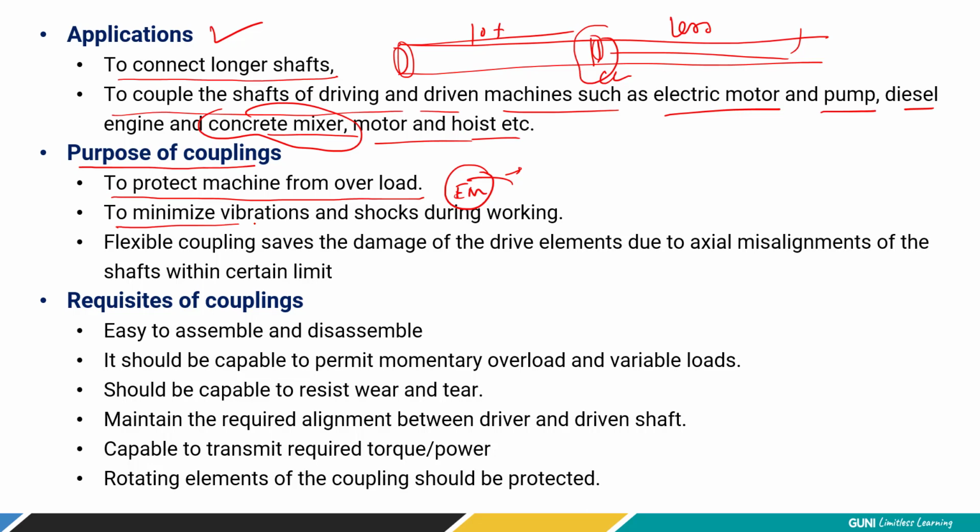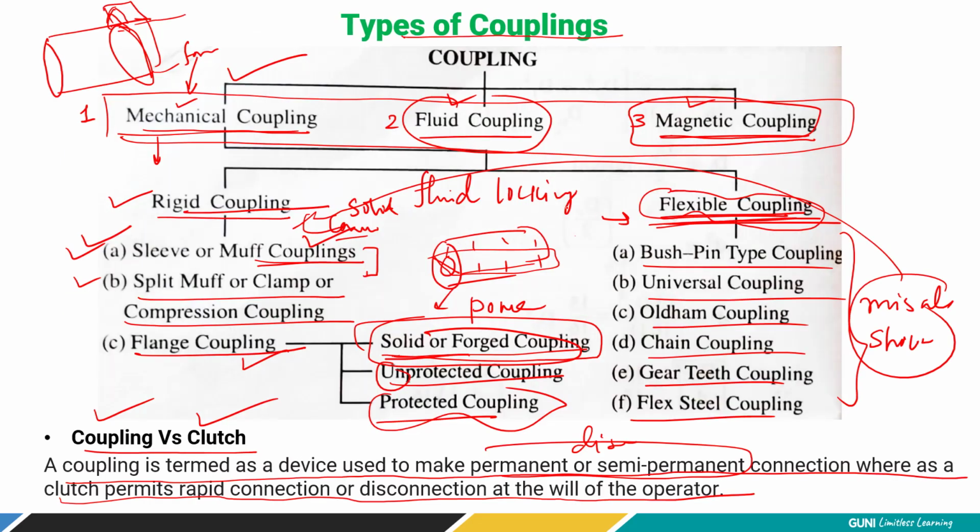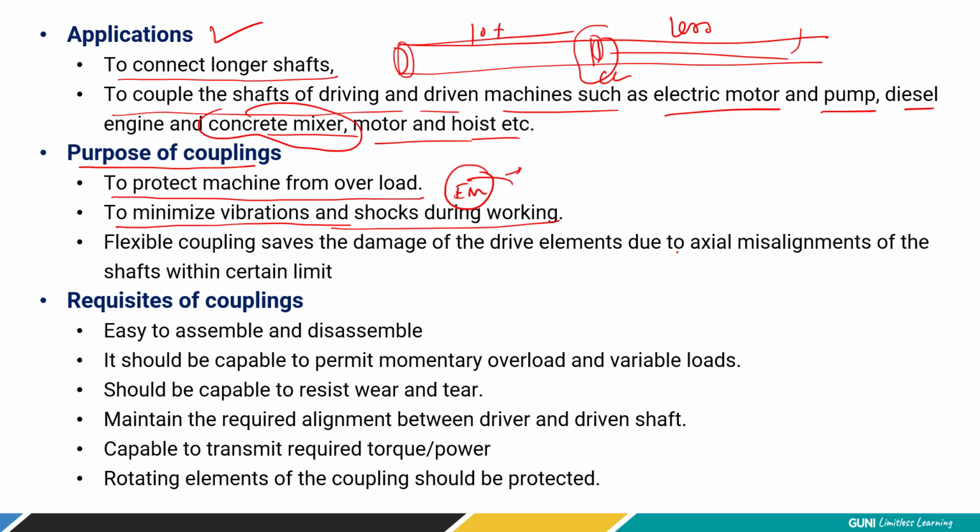It minimizes the vibrations and shock during the working. This is basically observed in case of flexible coupling because of the material used to connect the two halves of the couplings. Flexible coupling saves the damage of the driving element due to axial misalignment of the shaft within a certain limit. So this is also a function of coupling. It simply allows you some deviation, some misalignment during the operations.